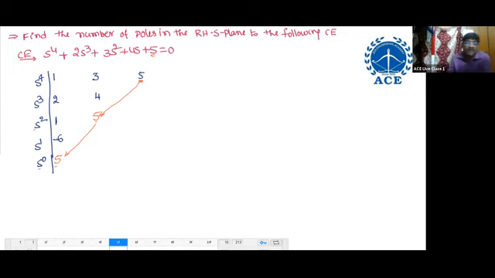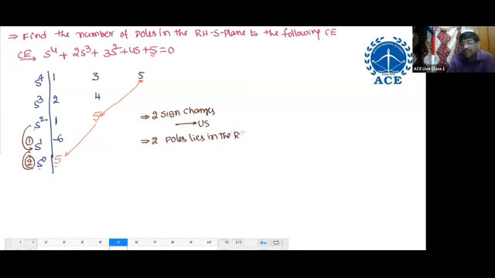Now tell how many sign changes. Positive to negative, one sign change; negative to positive, another sign change. That means 2 sign changes. The given system is unstable. How many poles in the right? 2 poles lie in the right of the S plane.